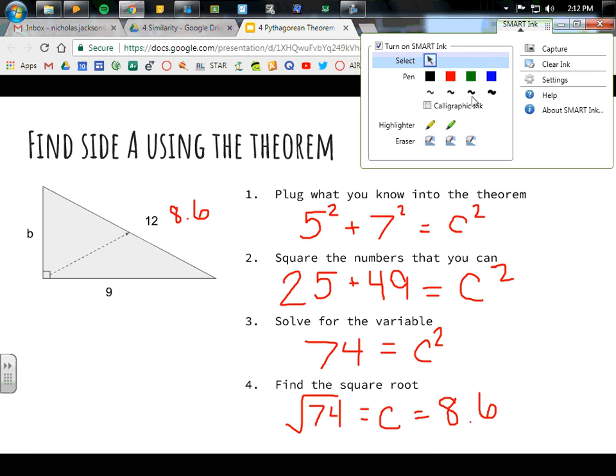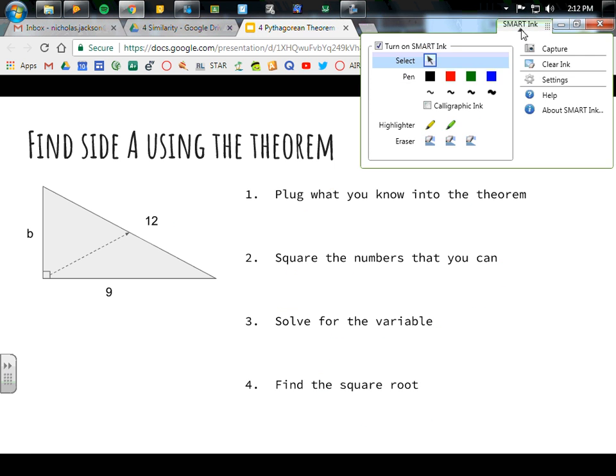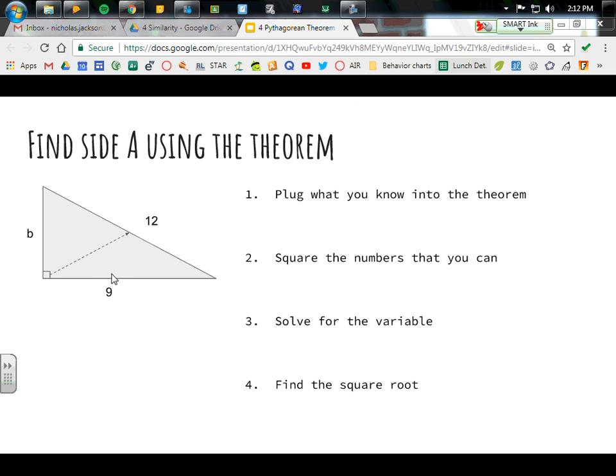I'll go ahead and clear this ink. We need new ink. With this triangle, we now have an identified side of 9, and we have our hypotenuse identified as 12. We are looking for side B. So once again, it's good to remind yourself of what the theorem is. Start with your formula without plugging anything in.